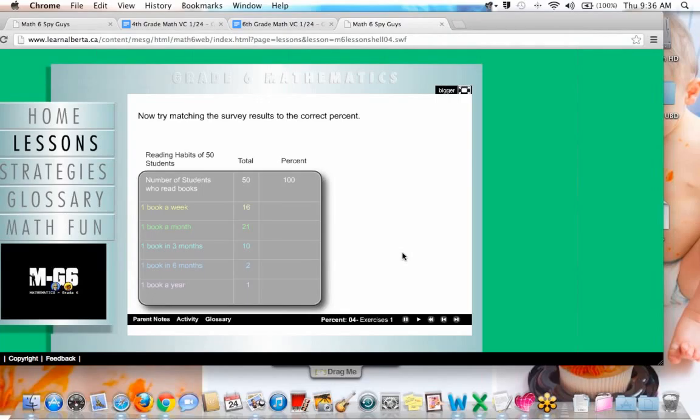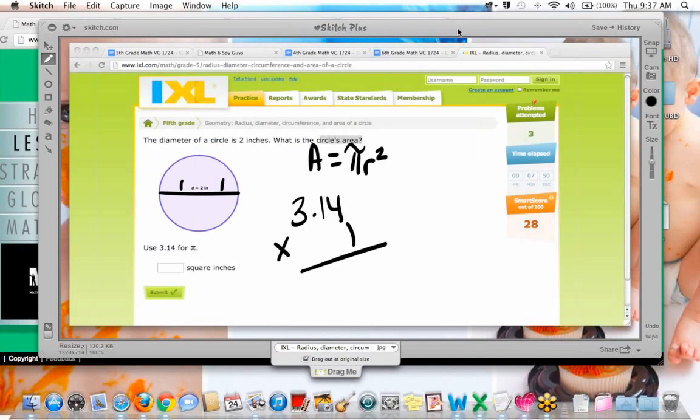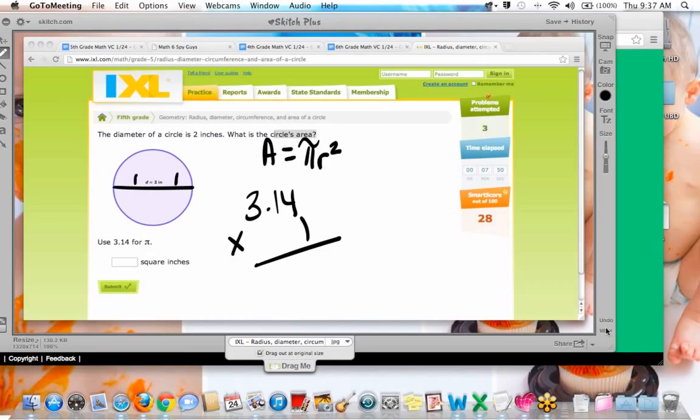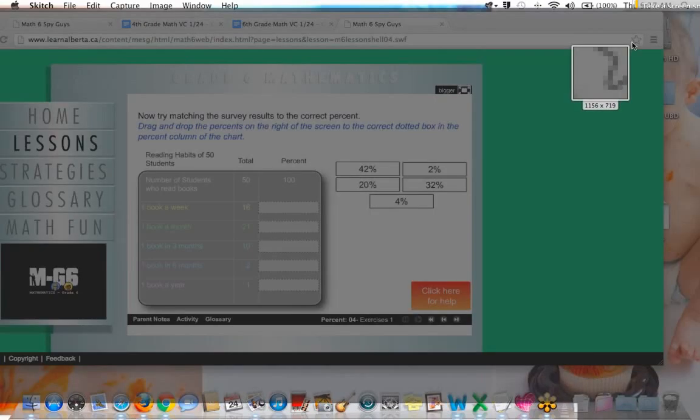Now, try matching the survey results to the correct percent. You're just going to have to help me either by typing into the chat or just speaking up. We're going to drag and drop the percents on the right-hand part of the screen into the correct column. So notice we have 50 is our total, and I could take a picture of this too and start writing on top of the screen. That might help. Let me go ahead and pull up my sketch pad, and yes, it's from the last class, so I'll go ahead and clear it. And let me take a picture of it just so I can write.